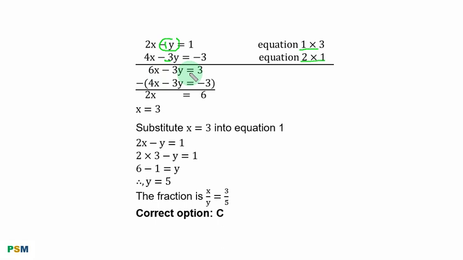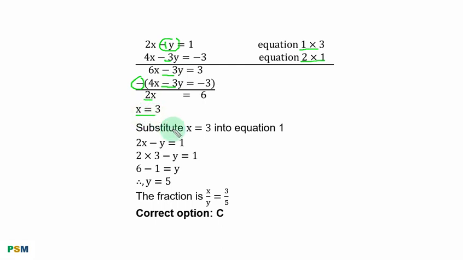To eliminate variable y, since the signs are the same in both equations, you have to subtract. So 6s minus 4s equal to 2s, minus 3y minus 3y becomes minus 3y plus 3y equal to 0. 3 minus minus 3 is 6. Divide through by 2, s is equal to 3.